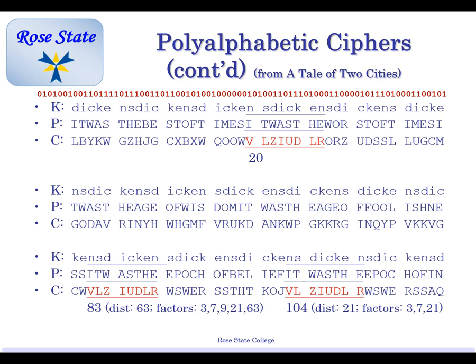The next starting position is 104. So 104 from 83 is 21. The factors of that are 3, 7, and 21. So the common factors are 3, 7, and 21. And if you look, the key's Dickens, so it's 7. Okay? Ever see how to do that? Well, you're going to see how to do it. You get an assignment.